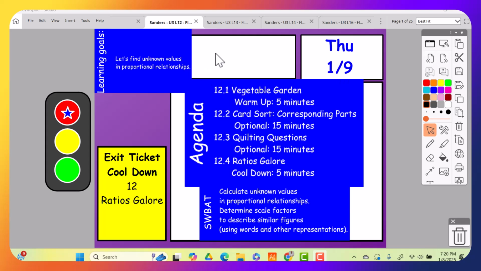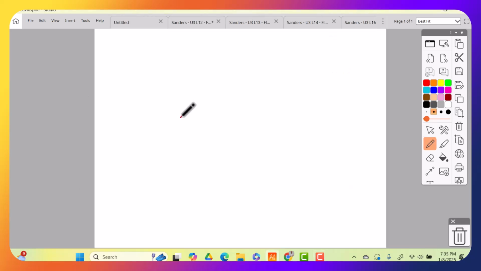Okay, what we're doing today is we're going to find unknown values in proportional relationships. And that's really what we've been doing already. A is to B, as C is to D, or two fractions with an equal sign in the center, and only one of the numerators or denominators is a variable. That's a proportion. And you can solve those proportions and understand those proportional relationships. So that's what we're doing here.